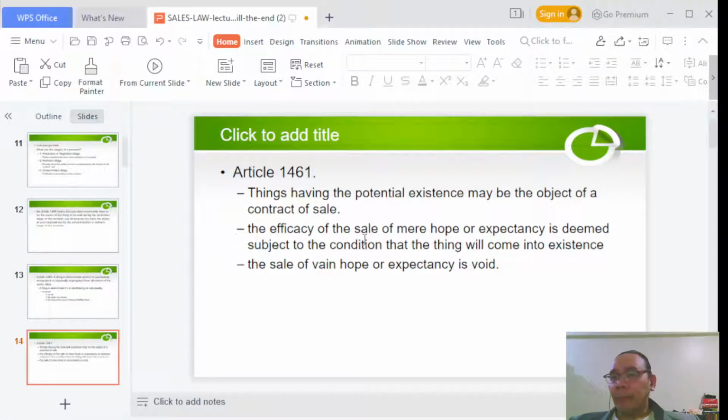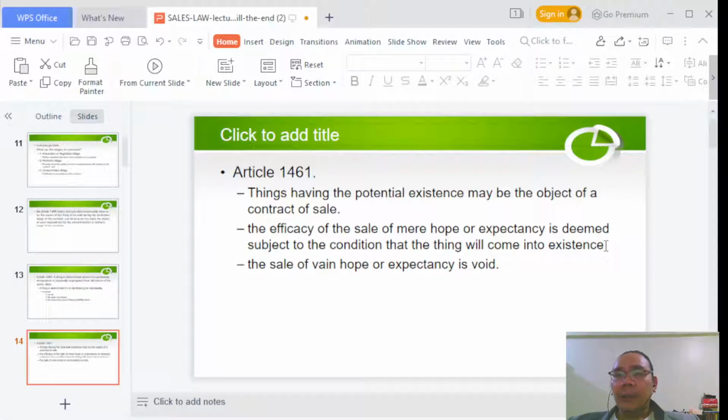Okay? The efficacy of sale of mere hope or expectancy is deemed subject to the condition that the thing will come into existence. So, ang example nito is ang sale of mere hope. Lagi itong tinatanong ha. Para lang kayo maliwanagan. Pag sinabing the sale of mere hope, yung question dyan is usually true or false eh. A sale of mere hope is void. Ang sagot is no, it's valid.